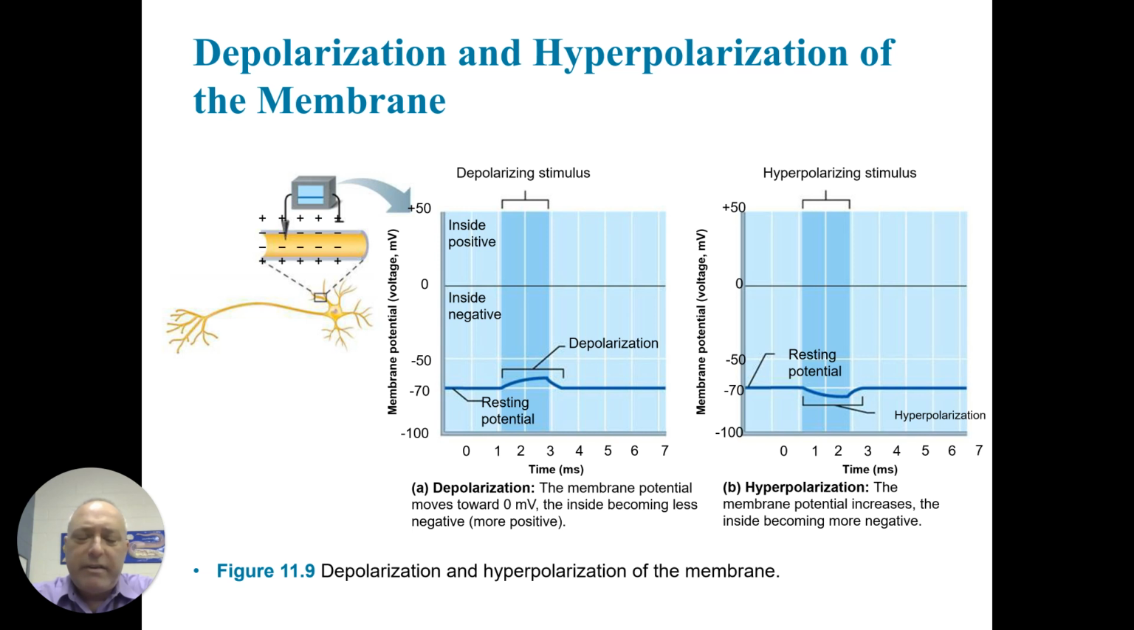Now, the membranes can depolarize or hyperpolarize, depending on the type of stimulus. And so the cell is sitting at a resting potential, let's say minus 70 millivolts, which means that the inside of the cell is negatively charged with reference to the outside of the cell, which would be measured as a 0. A depolarization would be movement in the direction towards 0, while a hyperpolarization would be to become more negative.